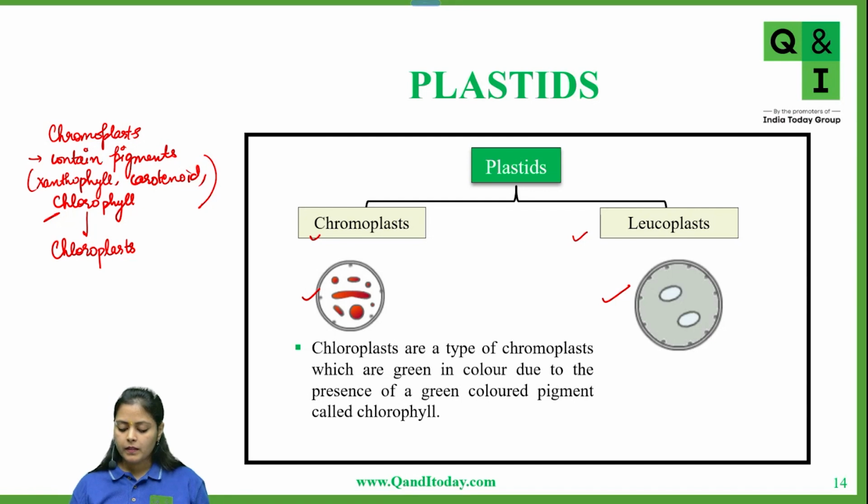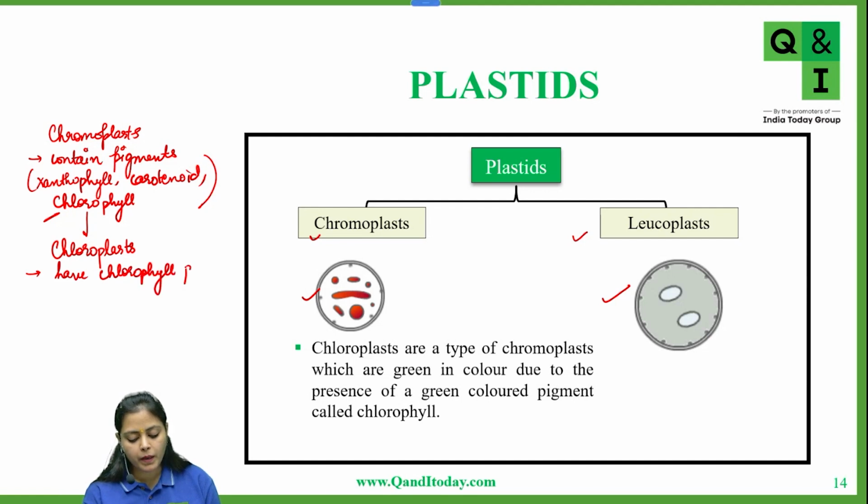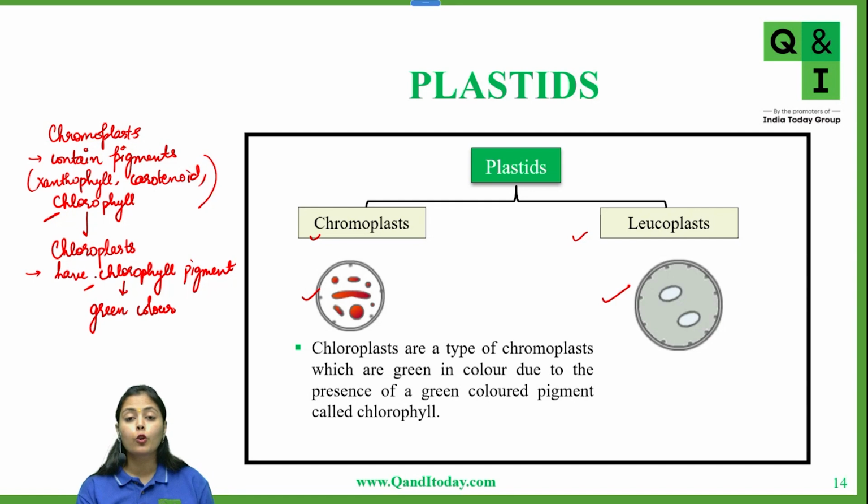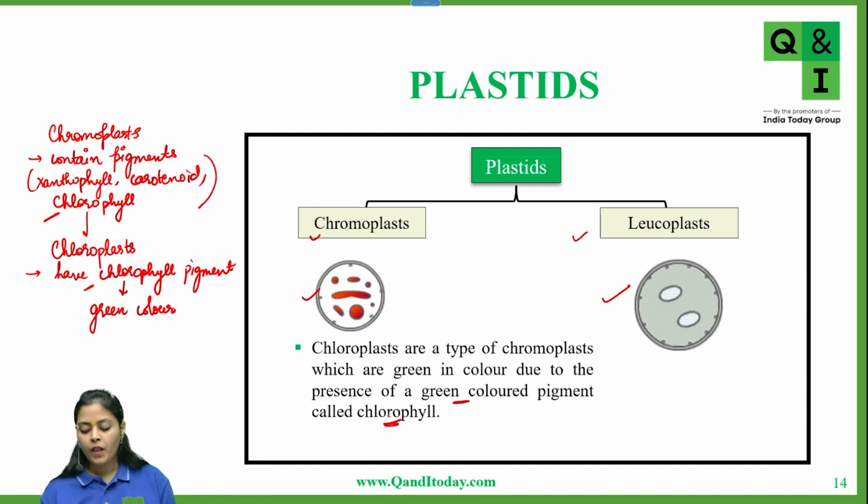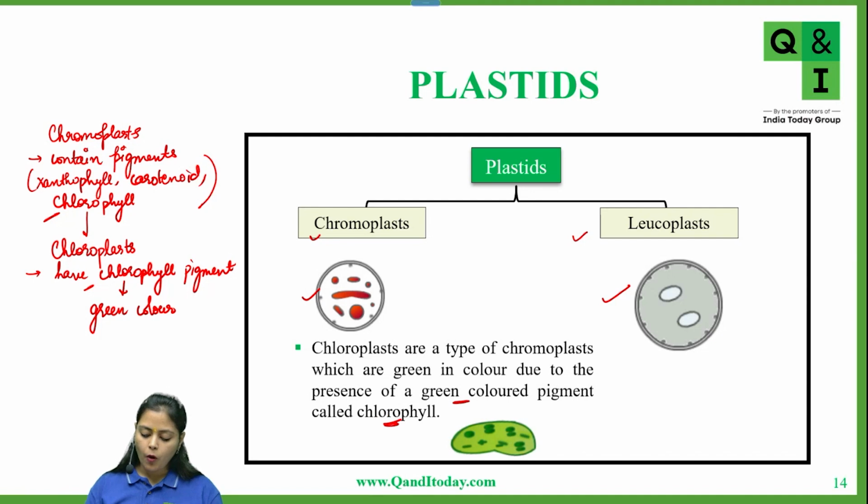Clear? Now, these chloroplasts have chlorophyll pigment present in them. And whenever chlorophyll pigment is present, it gives the leaf of the plant green color. So the plant will be green in color because of the green colored pigment called chlorophyll. So that's how a chloroplast looks.